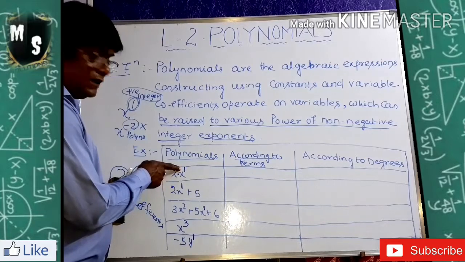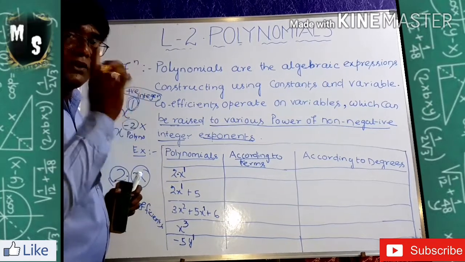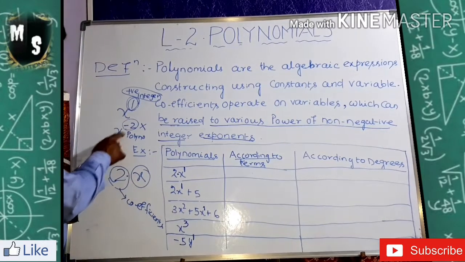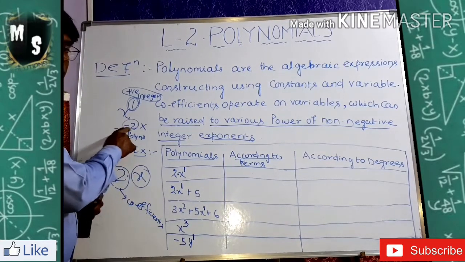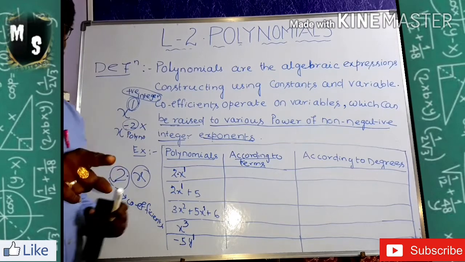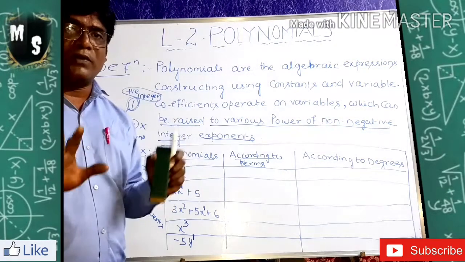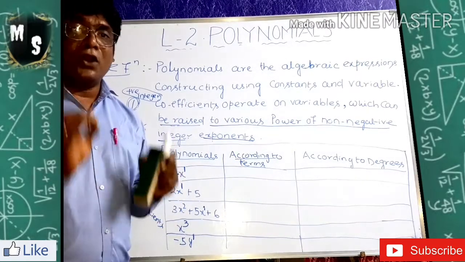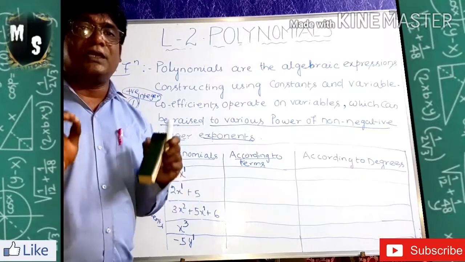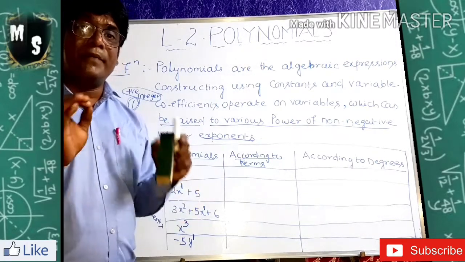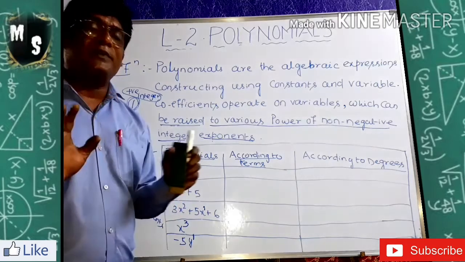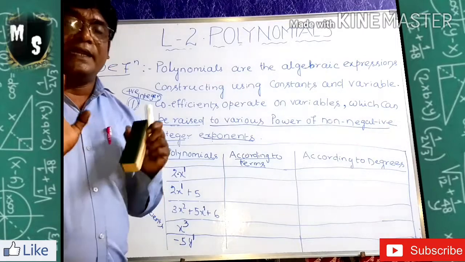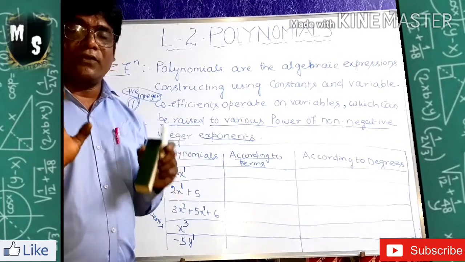Non-negative. See, here it is 1. So definitely 1 is called a non-negative integer, that means positive integer. And if it is like this, as I explained, x to the power minus 2, if negative integers are there as the exponent or power, they cannot be called a polynomial. Those are non-polynomial expressions. They may be algebraic expressions, but they cannot be said to be polynomials. Why? Because the variable power is a negative integer. Okay? I hope you understood.